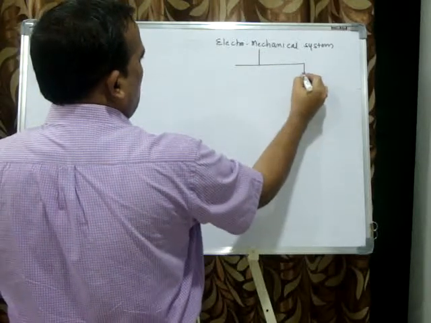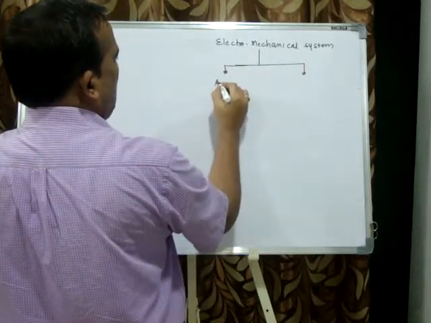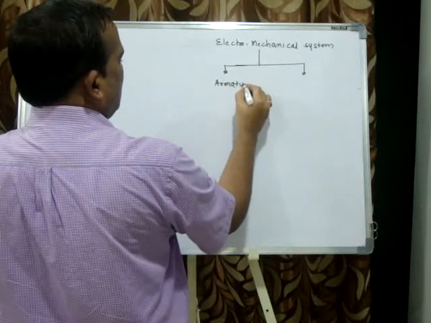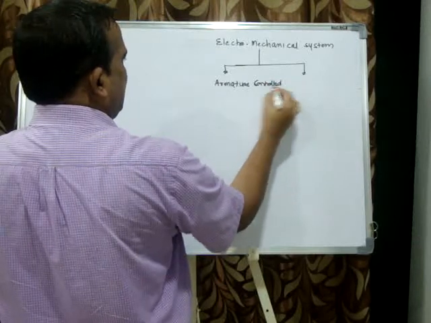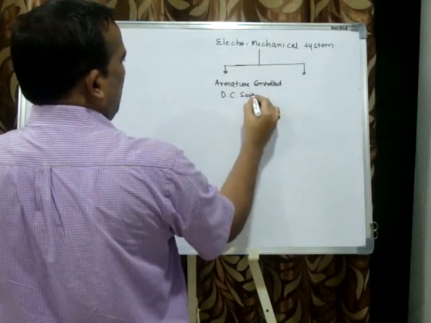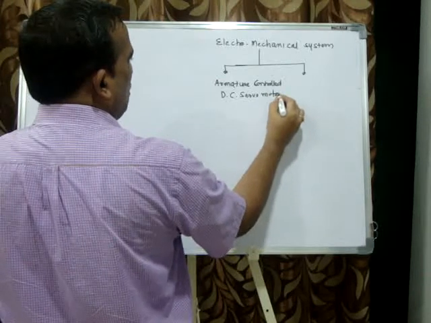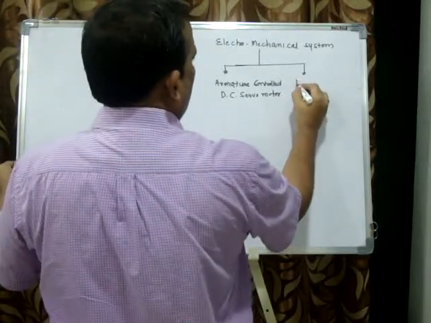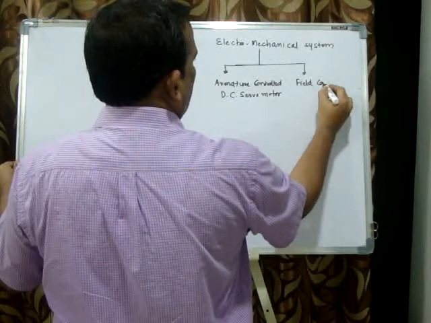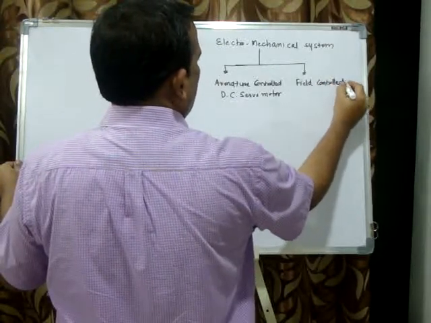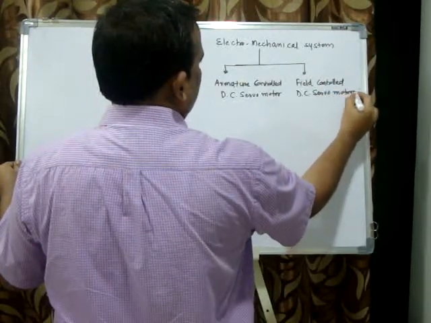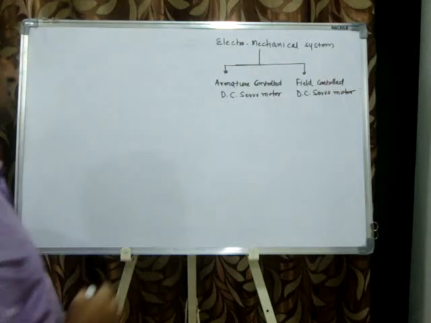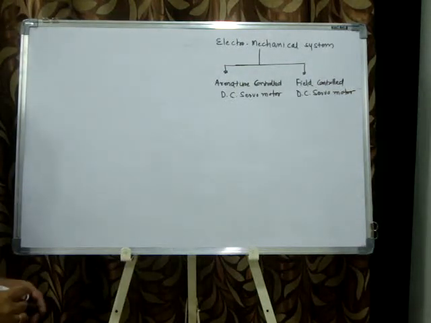So there are two standard systems. One is called armature controlled DC servo motor. Already I have told, servo means what? Closed loop control system. The other is field controlled DC servo motor. So in the previous lecture I have covered armature controlled DC servo motor. In this lecture I will cover field controlled DC servo motor.